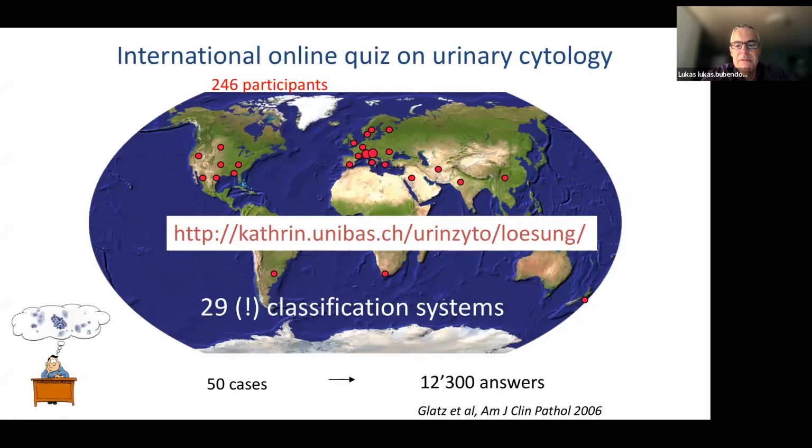And we did this study quite a while ago, in 2006, because everyone noticed there is kind of a diagnostic mess in urinary cytology and also in terms of classification systems. In this survey, we had 50 cases and we collected more than 12,000 answers from almost 250 participants, and there were some interesting results concerning the inter-observer variability, which was quite huge in some cases.